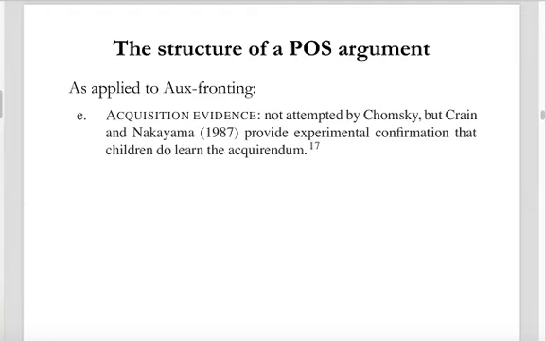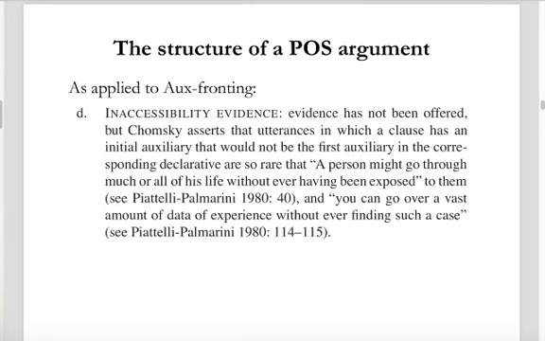And the acquisition evidence is, again, not attempted by Chomsky, but Crain and Nakayama, which we talked about in the last lecture, provide experimental confirmation that children do, in fact, learn this acquirendum by roughly 3 or 3.5 years of age. Right? And so the only part of the argument they're really attacking here is this part, the inaccessibility evidence. So in this particular case, they're claiming that everything about this poverty of the stimulus argument might be right, but nobody's shown that kids don't get exposed to this stuff.